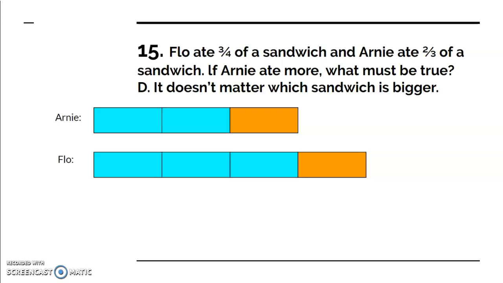All right, so hopefully those kind of help you out when deciding which one you would choose. And just remember that Arnie has to eat more, so he has to have more blue than Flo does. And as of right now, he does not have that. So I guess D is not your answer. I'm sorry, I gave you one answer. Oh well, good luck with the rest of them.